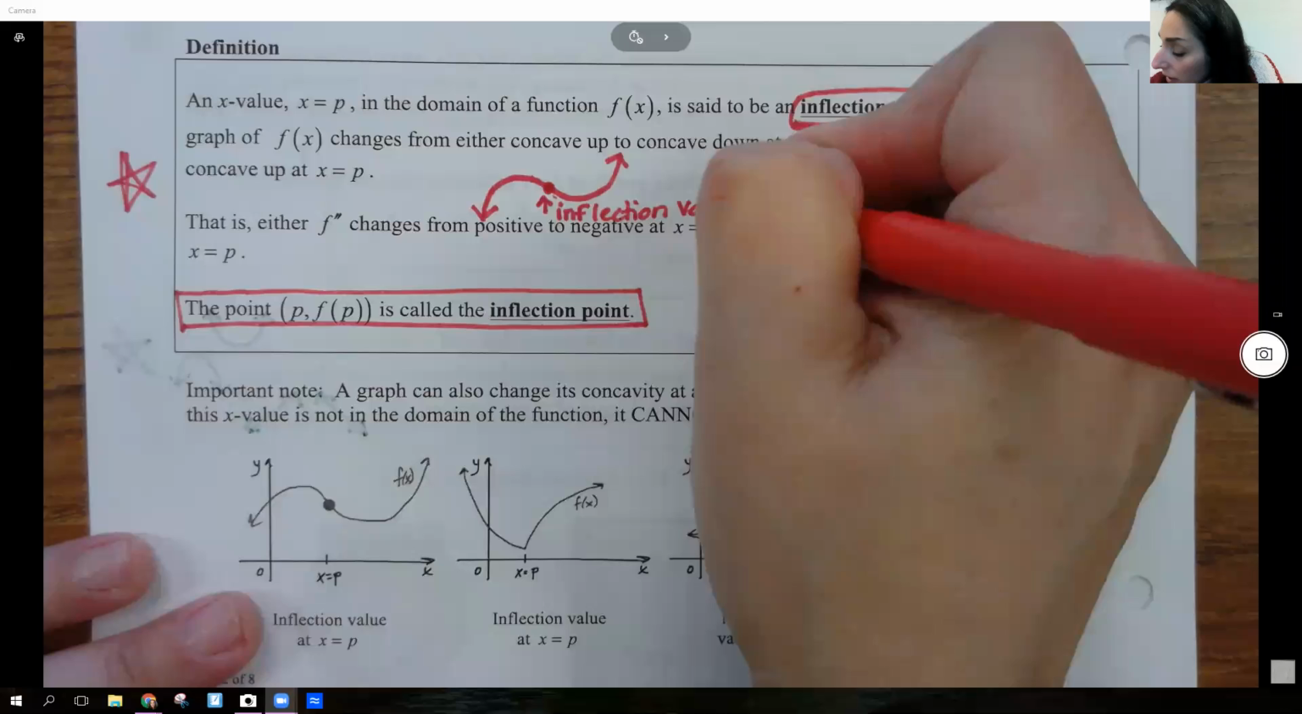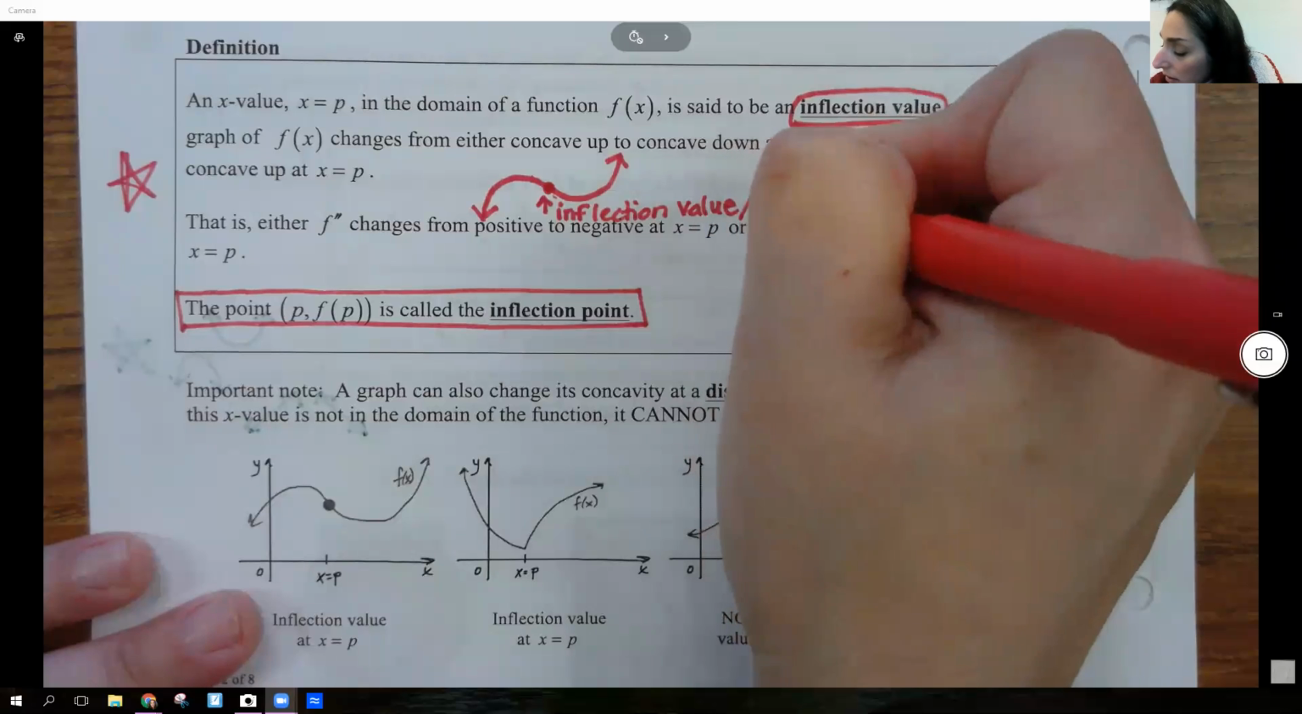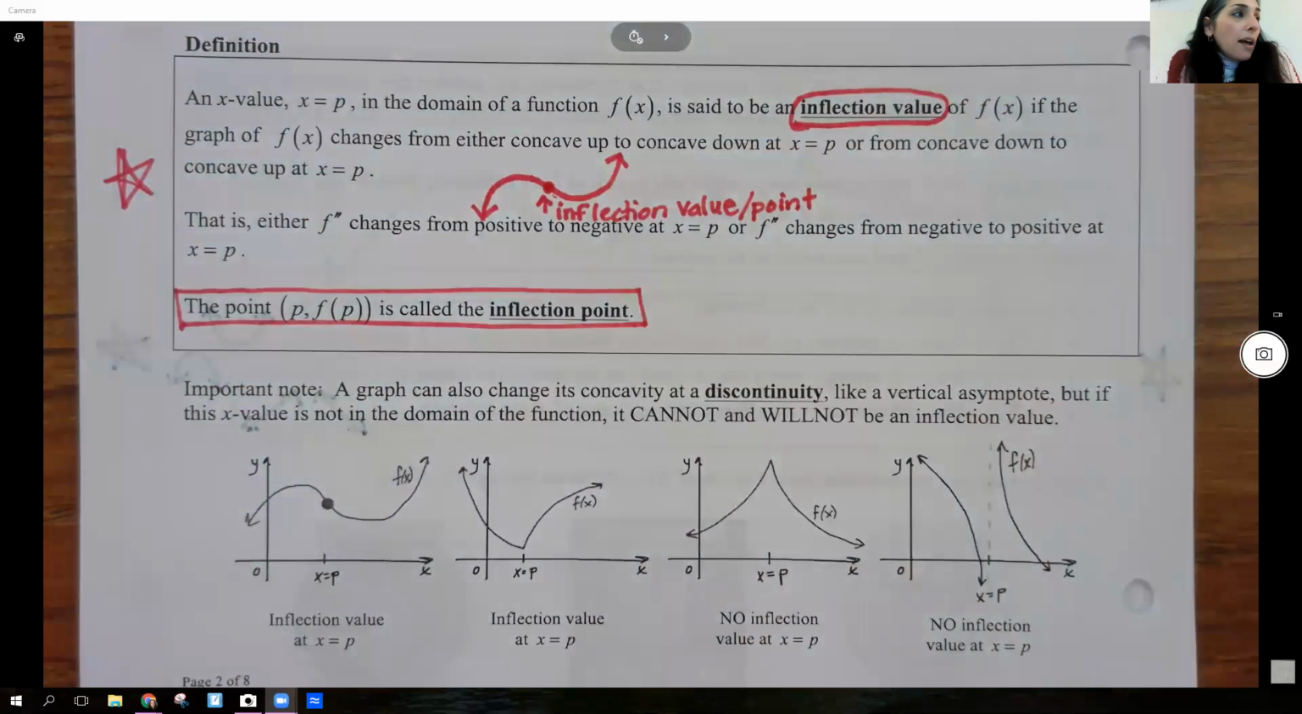Either one, point, value, whatever you want to say. So that spot where a graph decides to change its concavity, that's an inflection point. Now, the one that I drew was nice and smooth and gradual. It doesn't always have to be that way. You can have inflection values like the pictures down at the bottom of this set of notes.